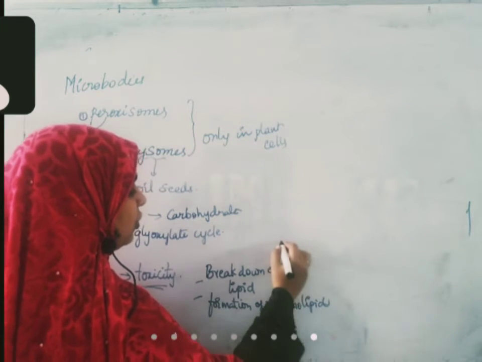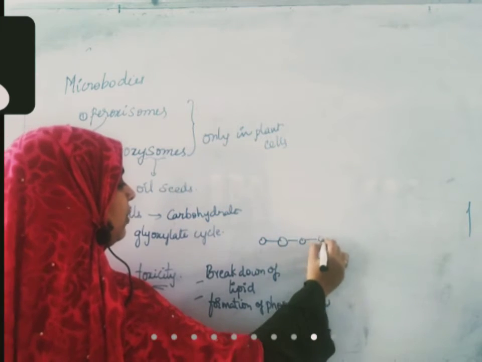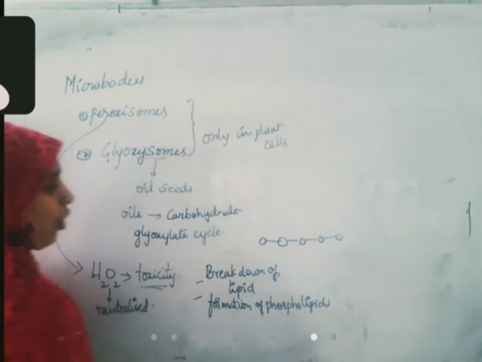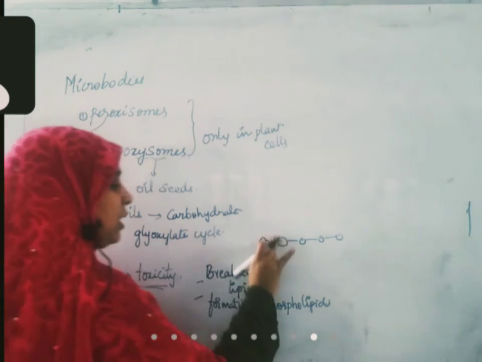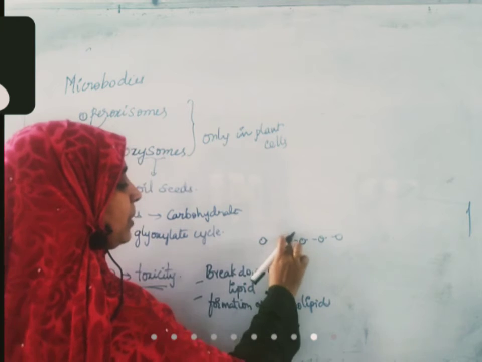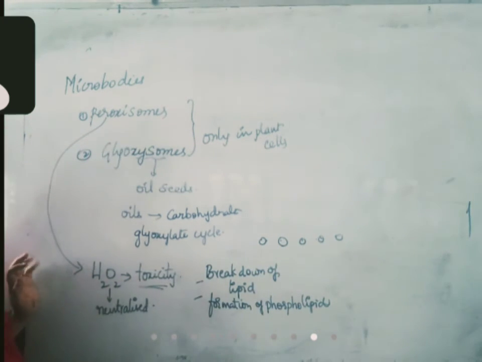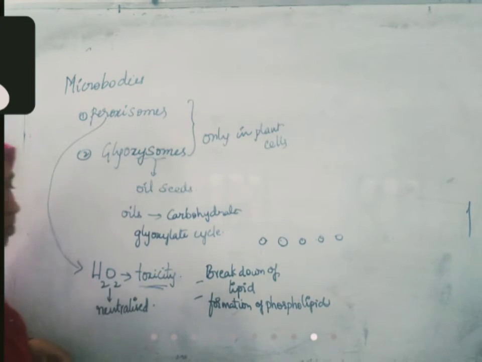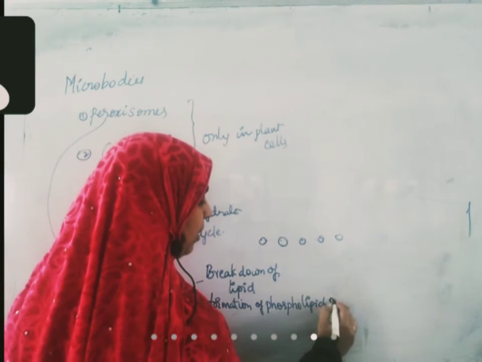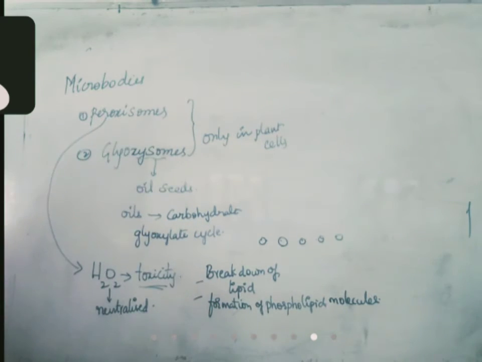Lipid molecules are usually long chain phosphate, phospholipid, like that. It will join and form a long chain. When it is breaking the bonds in between, what will happen? Individual phospholipids are formed. Okay. So that is the same thing, breakdown of lipids to form phospholipid molecules. Right, that is about microbodies.